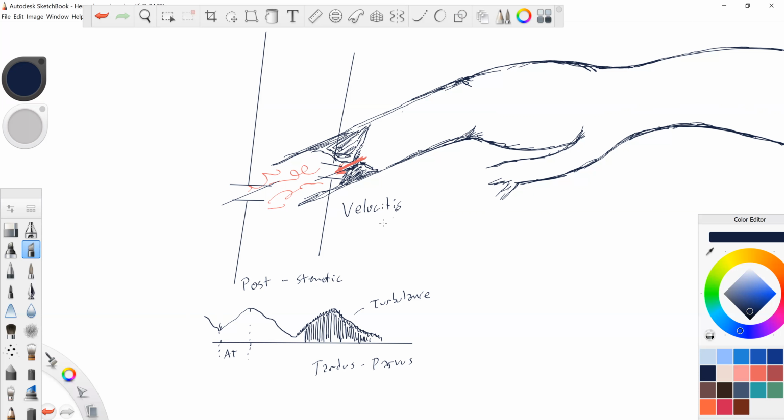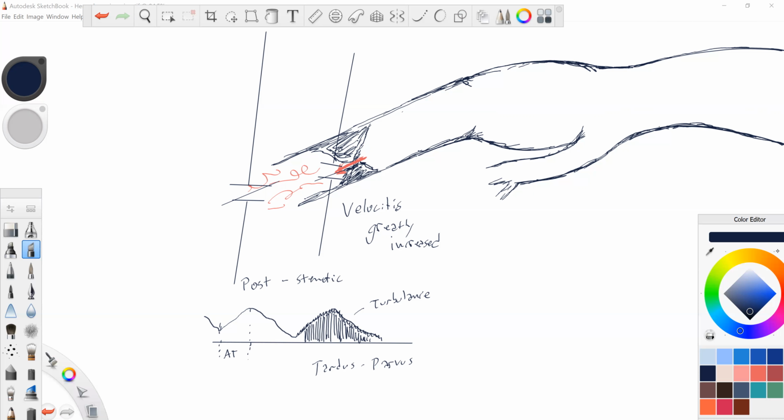Velocities, I'm just going to say, greatly increased, as in 400, 500, 600 centimeters per second. And it's going to sound like air suddenly being released from a tire. That's what it sounds like on Doppler.